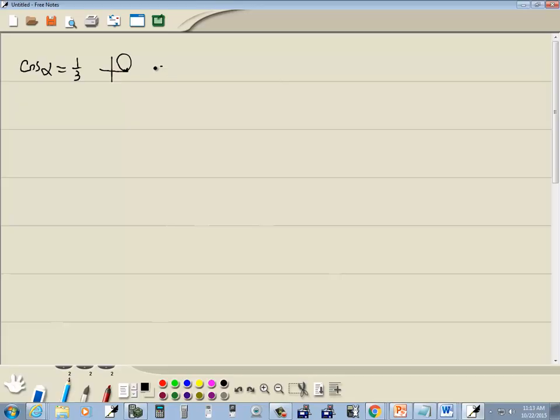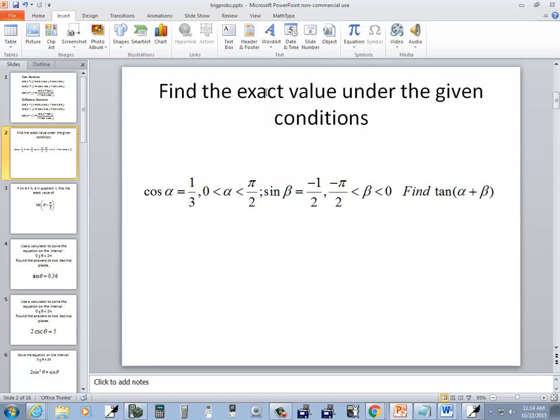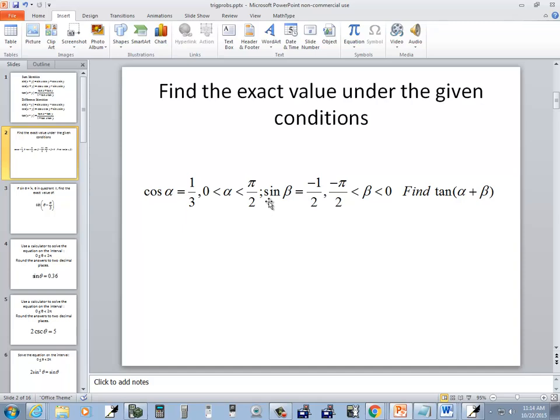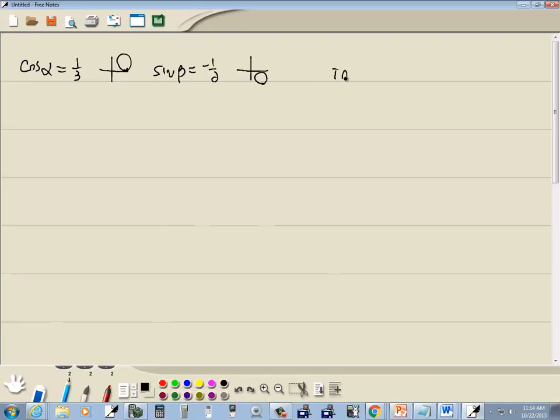And then we got sine beta is equal to negative 1/2. And this will be in the quadrant from negative pi over 2 to 0, which will be the fourth quadrant. And we want to find tangent of alpha plus beta.